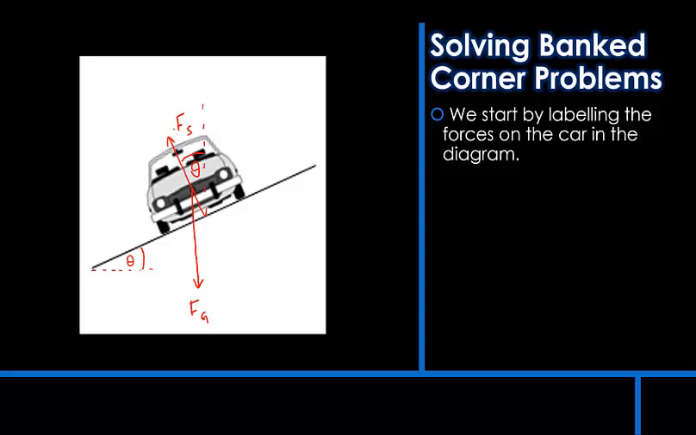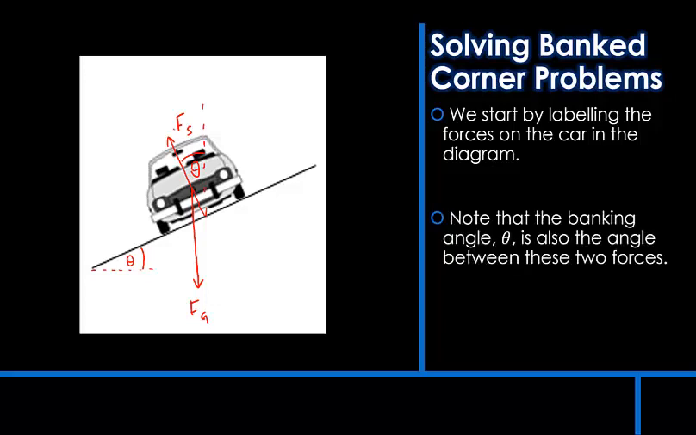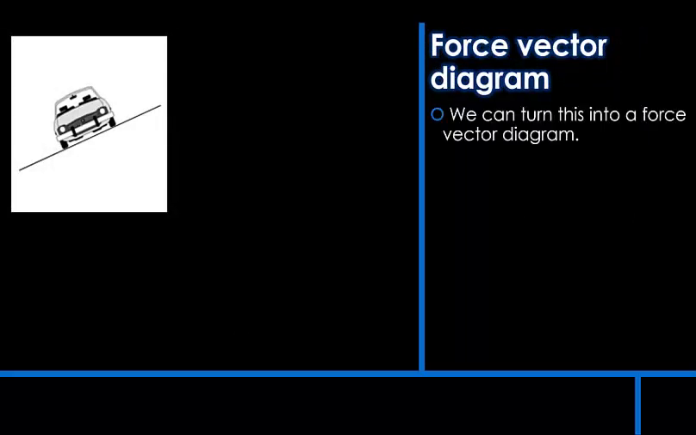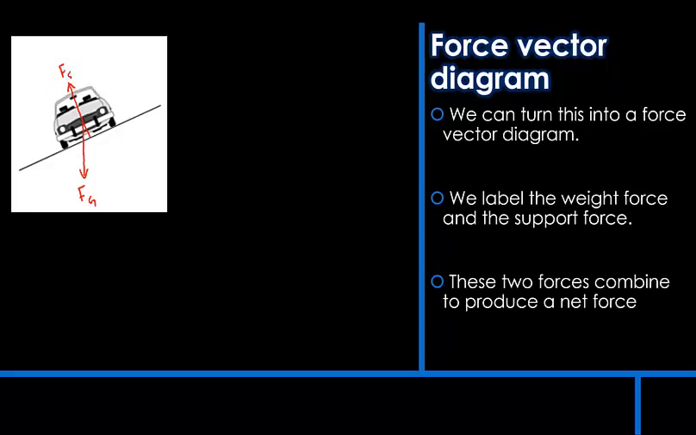Now we can do a little analysis of these forces. I'll relabel those two vectors here: we have Fg and F support. We can draw the net force that they produce. Because the car is moving in a horizontal circle, we know that the net force must be towards the center of the circle, and that net force is going to be equal to the centripetal force. Let me go back to that for a second. This angle here is the angle of banking, which is the same as that angle there.